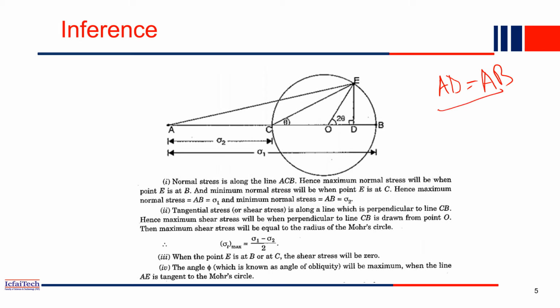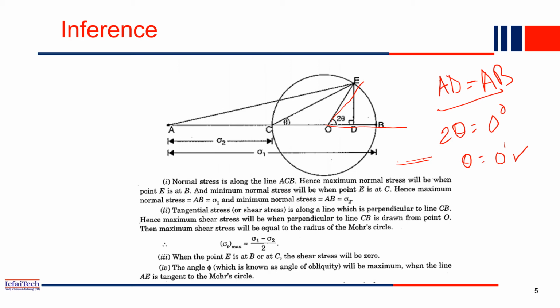So when 2 theta equals 0 degree, this line is simply horizontal, and then you will get AD equal to AB. Then what is the value of theta from here? You will get theta equal to 0 degree. So when you take the inclined force parallel to the section, then you will get maximum normal stress.